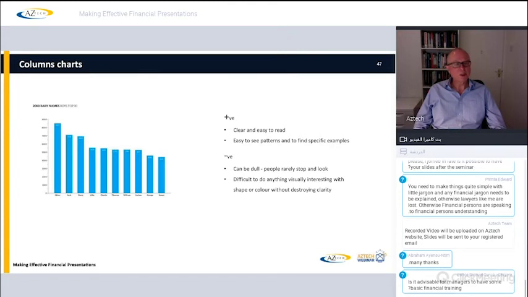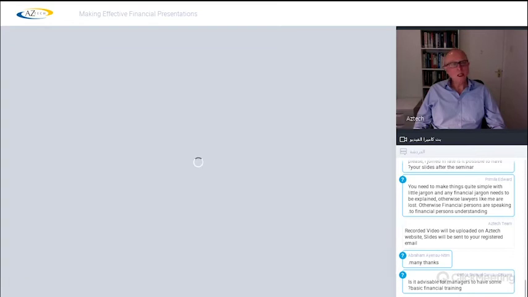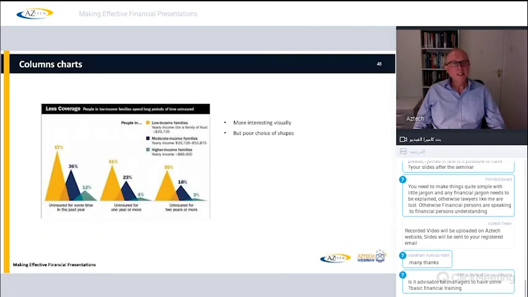It's quite difficult to do anything visually interesting with column charts without changing the color or the shapes or anything like that. If you attempt to do that, what very quickly happens is it's superficially more interesting, but it's a very poor choice of shapes. It's very hard to make comparisons with those shapes.